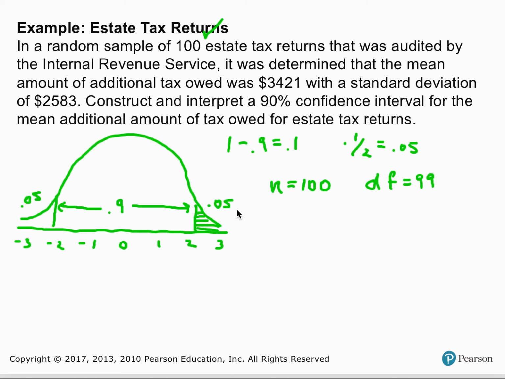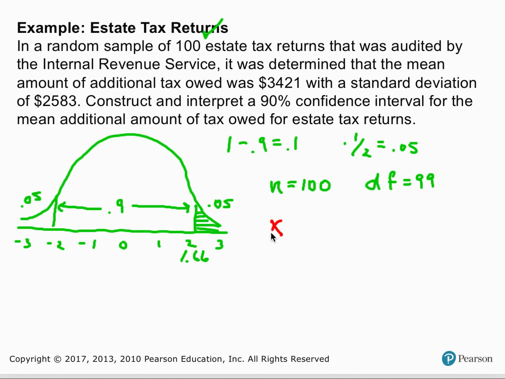So I'm looking for 0.05 across the top, and I'm going to go all the way down that column until I get to 99. Well, 99 is not one of my degrees of freedom in the far left-hand column, but I do have a 100, so I'm going to use 1.660, right? 1.66 is my t-value I'm going to use. That's 1.66. So actually that line would be right here. Okay, but that's fine.